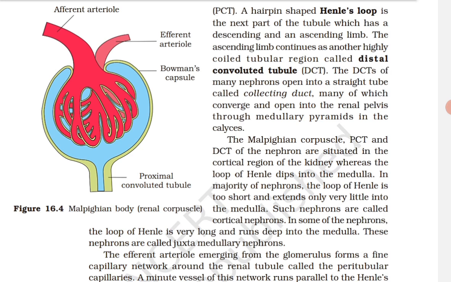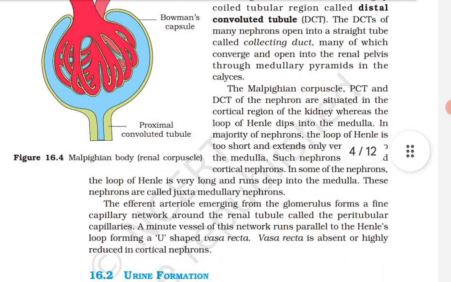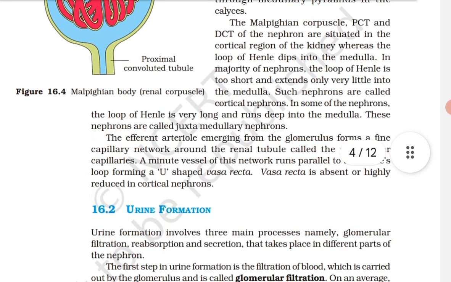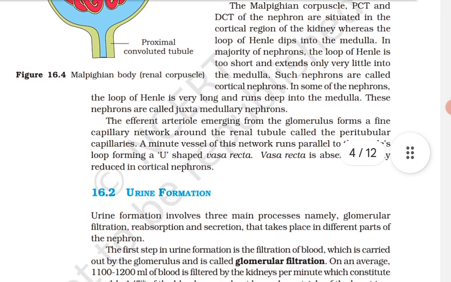In the majority of nephrons, the loop of Henle is too short and extends only very little into the medulla. Such nephrons are called cortical nephrons. Those with a short loop are called cortical nephrons. In some of the nephrons, the loop of Henle is very long and runs deep into the medulla. Those with a long loop going deep inside are called juxtamedullary nephrons. You won't forget this, right?